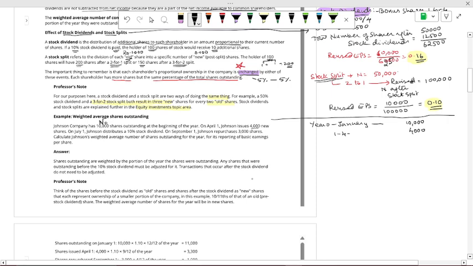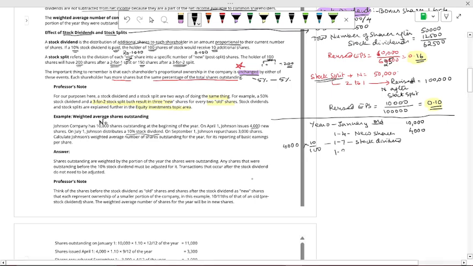4,000 shares. On July 1st, they distributed stock dividends. These are the new shares, these are the old shares, and this is the stock dividend. They distributed a 10% stock dividend. If it is a 10% stock dividend, how many shares have we issued? 1,000, is it right? 10,000 times 10 by 100. Next, we will see this.